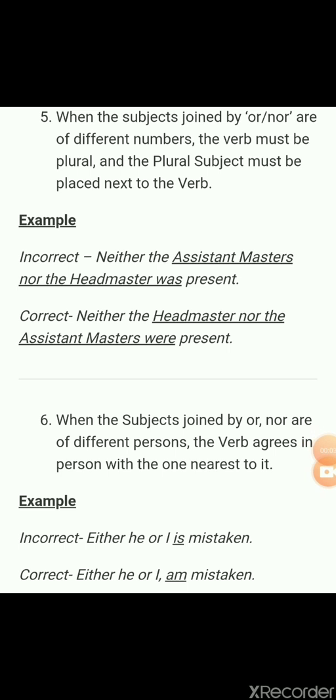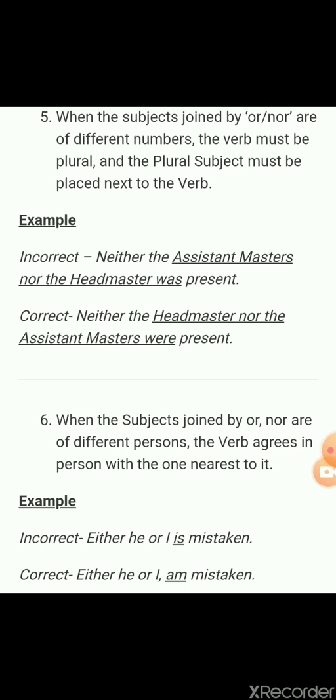Rule number 5 here. When the subjects joined by 'or' or 'nor' are of different numbers, I am repeating, different numbers, the verb must be plural and the plural subject must be placed next to the verb. Just look at the example, you will find out the reason. Incorrect sentence, I am just reading first: Neither the assistant masters nor the headmaster was present. Correct: Neither the headmaster nor the assistant masters were present. Both the persons are different, so we need to provide the plural verb.